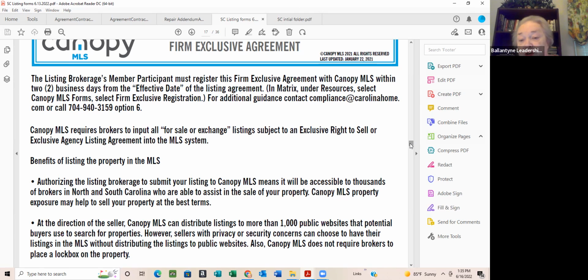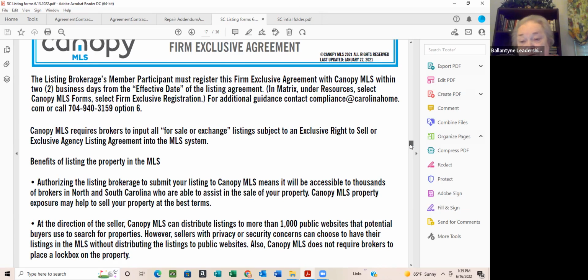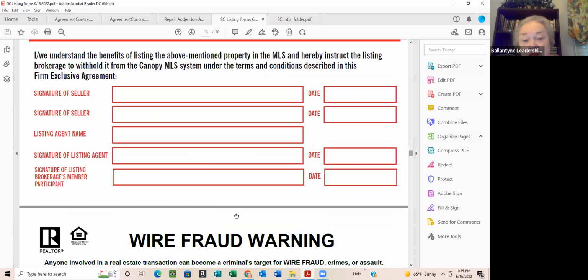So now this particular form, again, there is a difference. First of all, let me show you this. See this pattern here? You remember seeing this a while ago? We saw the seller's signature, the listing agent's name and signature. And look here, there's another space that the member participant has to sign. Now this one is really more critical. This is the one where you need to get this form to me within 2 business days, because I have to register this at Canopy.